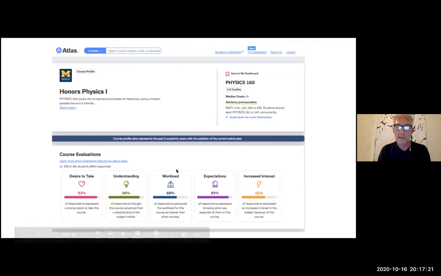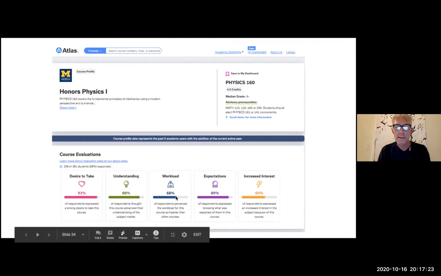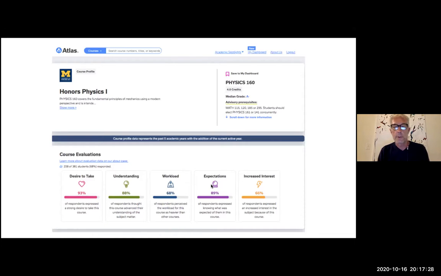But there are also things like the workload. In this case, it's a little bit higher than average. Did it increase your understanding? Were the expectations clearly outlined?